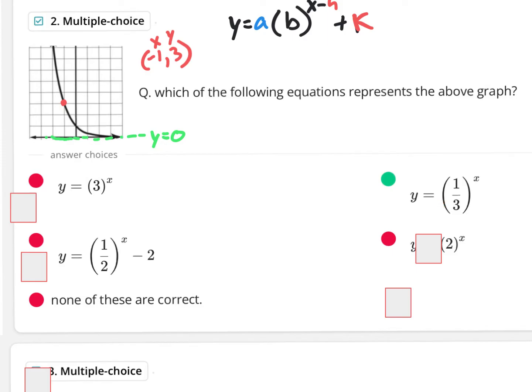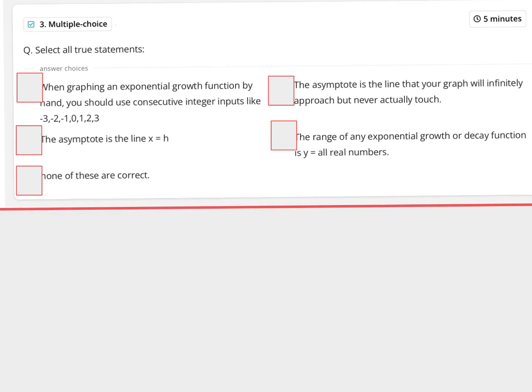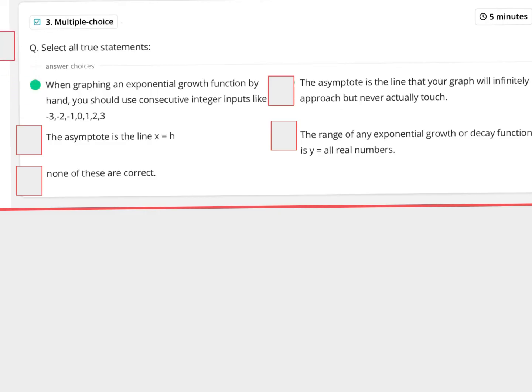Let's move on. We have a true or false statement here, or actually, select all the true statements. So let's read through these. When graphing an exponential growth function, or technically a decay, doesn't matter, by hand, you should use consecutive integer inputs like -3, -2, -1, 0, 1, 2, 3. That is absolutely true. Okay, well, I just showed you all the answers. I apologize there. It's true.